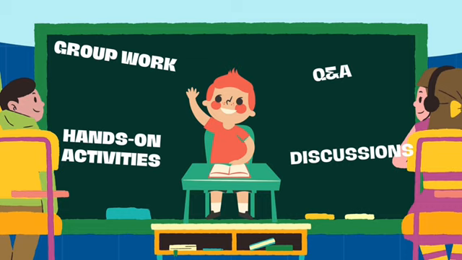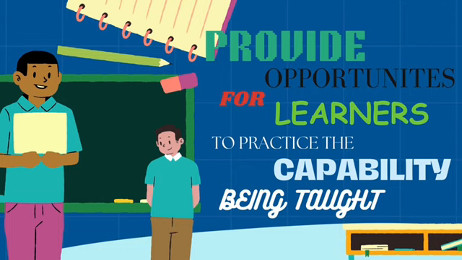Finally, provide feedback before conducting any evaluation. Next is to provide opportunities for learners to practice the capability being taught. So, the fifth step in the Azure model is to provide opportunities for learners to practice the skills being taught. Educators recognize that active participation in the learning process significantly enhances learning.